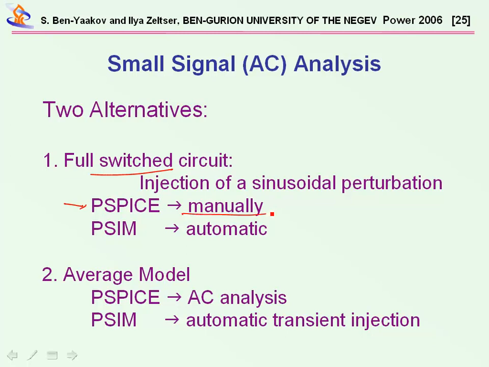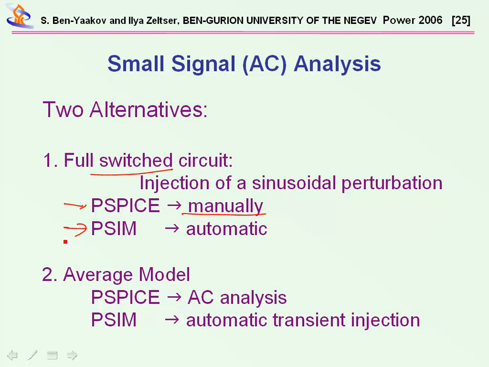In PSIM, it's automatic. That is, you specify the range of frequencies. You actually specify the amplitude, or how the amplitude changes, and it will automatically run, except that, of course, in both cases, it will take a long time because each analysis is in the time domain of the full circuits with the switching and everything in it.